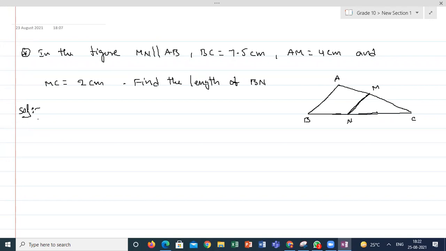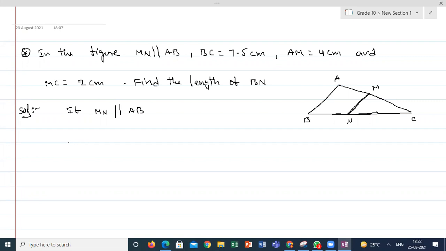I am giving MN is parallel to AB. Then how to calculate the length of BN here? If MN is parallel to AB, according to the basic proportionality theorem, what statement can I write, guys? I'm asking the value of BN. How to do it?